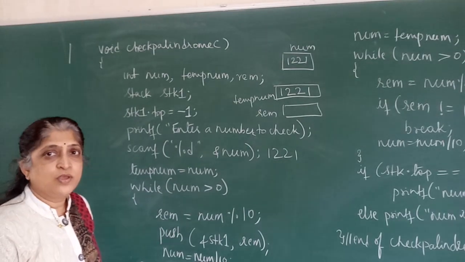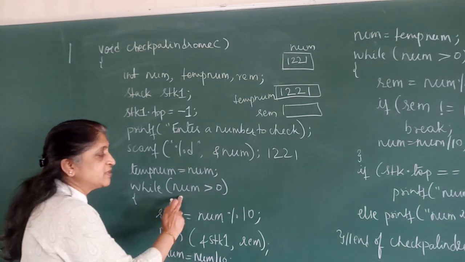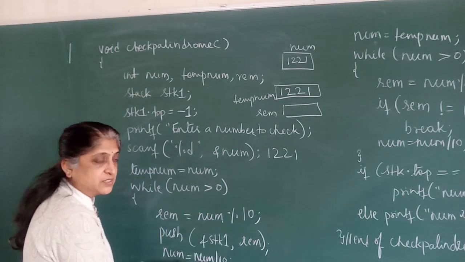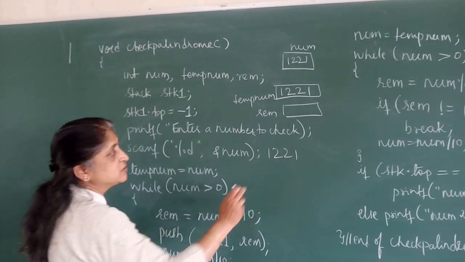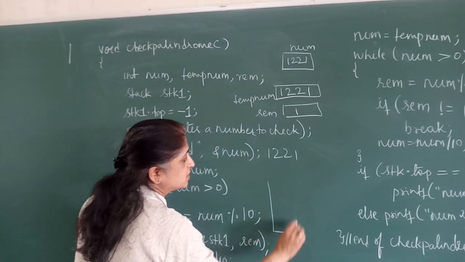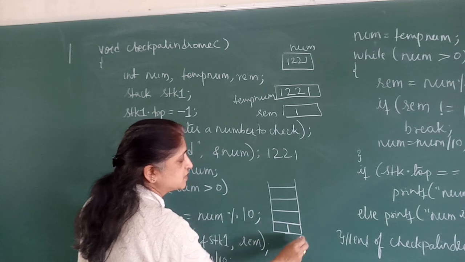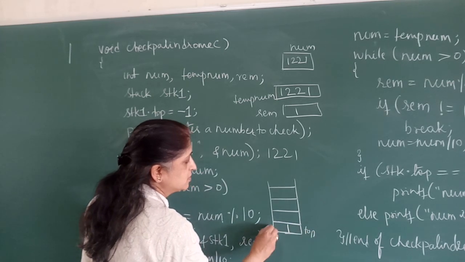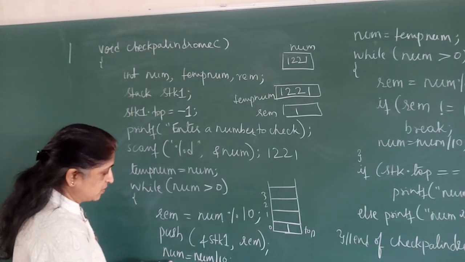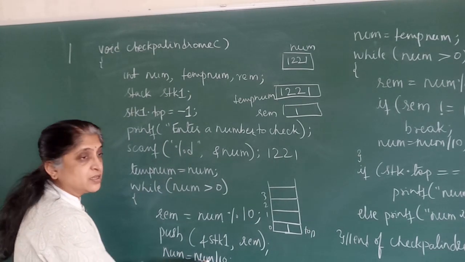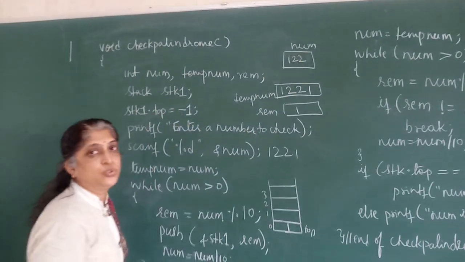Then here we have the loop wherein we find the remainder and push to the stack. That is, as long as the number is greater than 0, we go on performing this. So the remainder first, with this 1, 2, 2, 1, becomes 1. Then push this to the stack. 1 is pushed to the stack. Then top is 0. Then divide num by 10. That is, now num becomes 122.